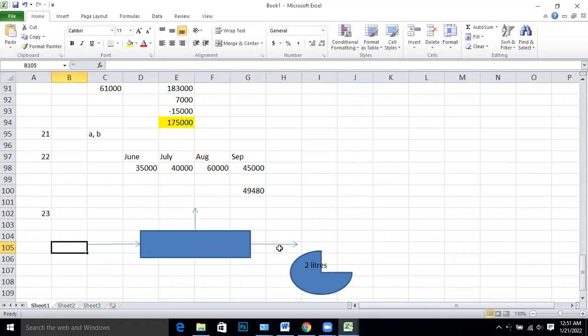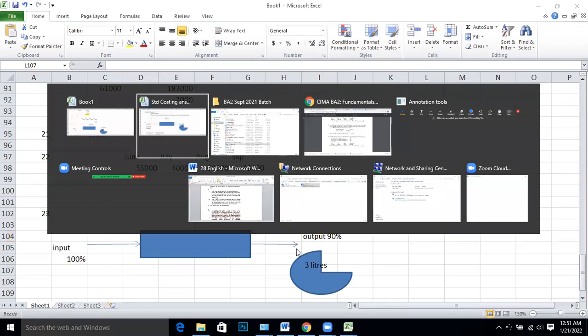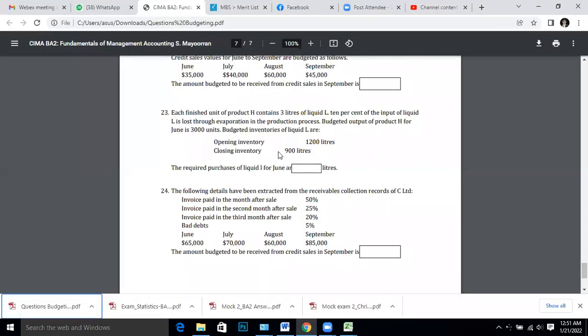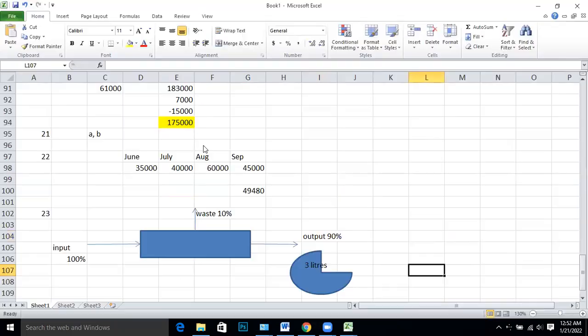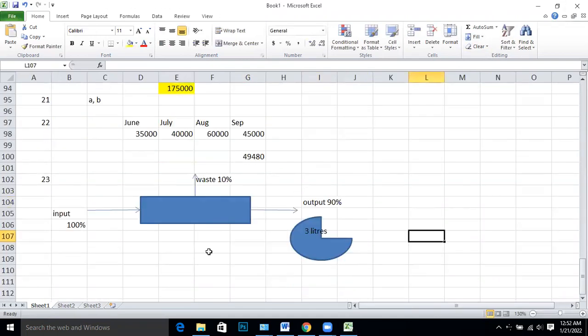See, if you give input of 100%, 10% is wasted. Output is 90% only. And output bottles each have 3 liters is what they say. Each output bottle has 3 liters. And they want to make 3000 units. So look at this.